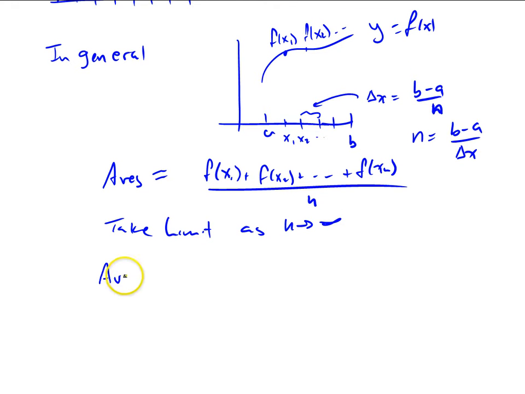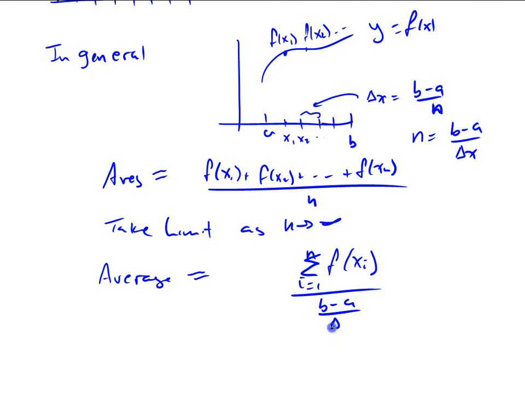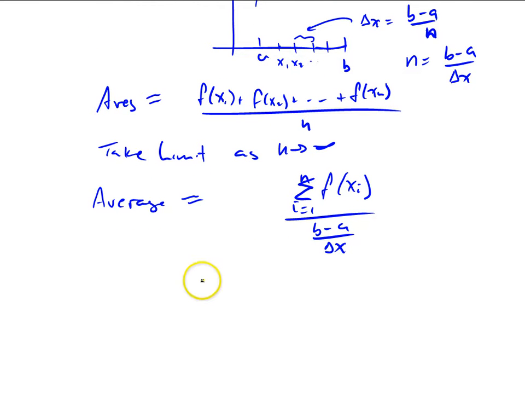So I have my average is approximately equal to the sum i equals 1 to n of these f of xi's. And I'm dividing by n, but n is b minus a divided by delta x. Well, dividing by that fraction is the same thing as multiplying by the reciprocal. So I'm looking at delta x over b minus a times the sum i equals 1 to n of these f of xi's.